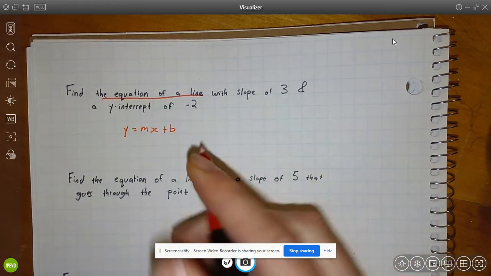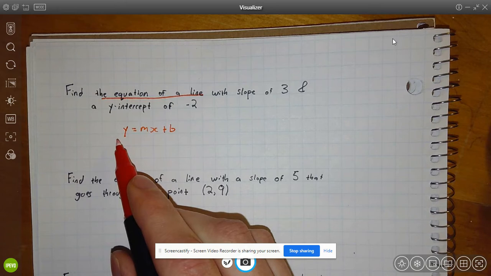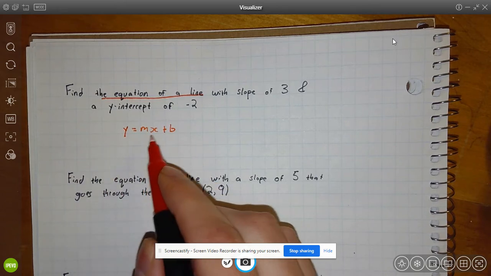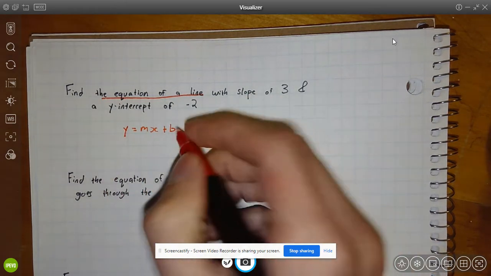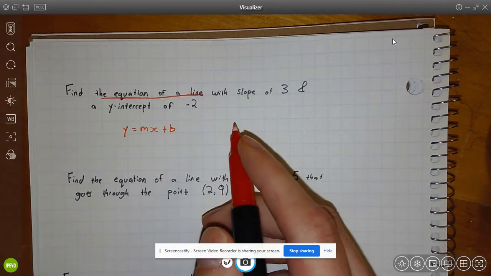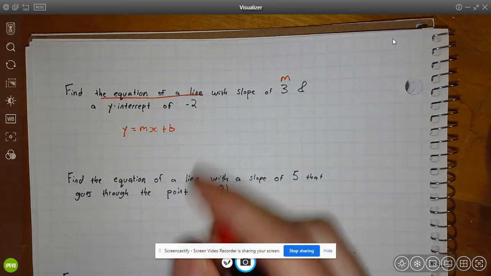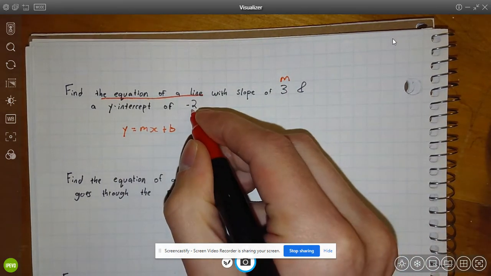That's our target. This equation is connecting any x value with the corresponding y value. All we have to do is find numbers for m and b. Those are our two parameters that will define the equation of the line. So in this first example, it's really straightforward. Slope is 3. Slope is always m. And the y-intercept is -2.